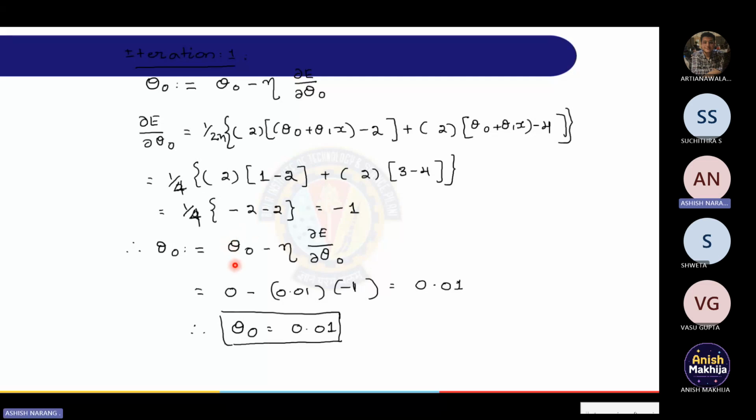And now how do you update your theta 0? Theta 0 has to be updated. Theta 0 is equal to theta 0 minus, this is some hyperparameter, right, which is known as the learning rate. I'll come to this later. You put this value here, and let this learning rate be 0.01, and then you put in minus 1, so 0.01. So from theta 0 equal to 0, it has moved to 0.01. A small movement has happened.